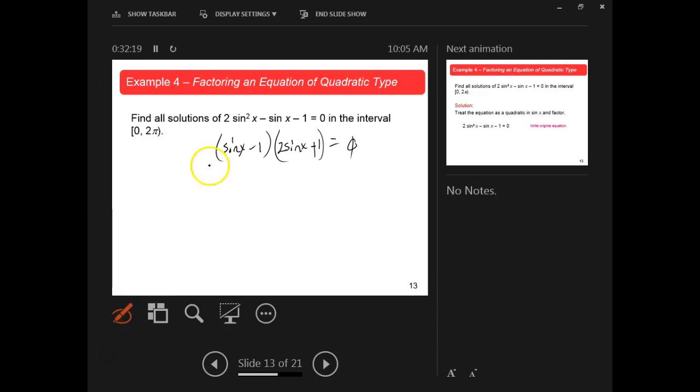Okay, so each of those equals 0. So this says that either sine x minus 1 is equal to 0, or 2 sine x plus 1, that's supposed to be a sine x, is equal to 0. Okay, let's solve the first one. How would you do that? Add 1 to both sides, and that gives you sine x is equal to 1. What values of x will make that true?